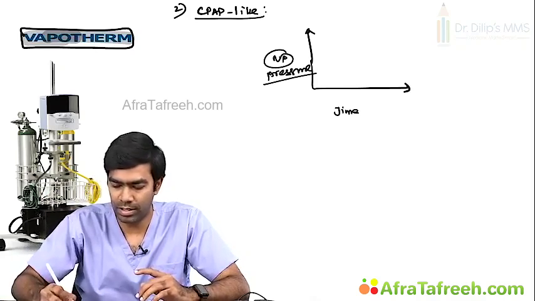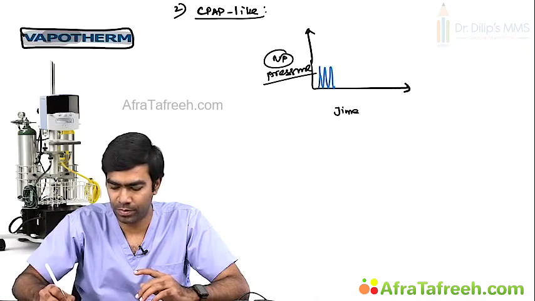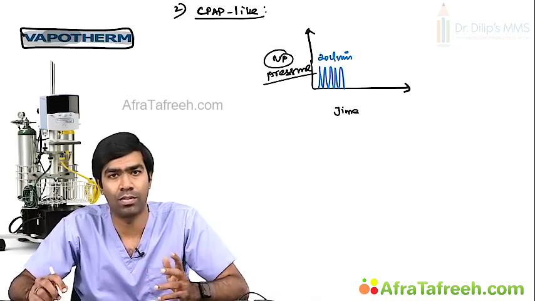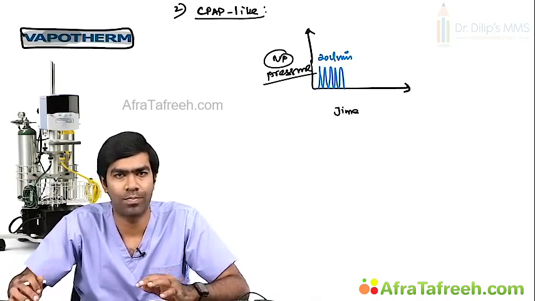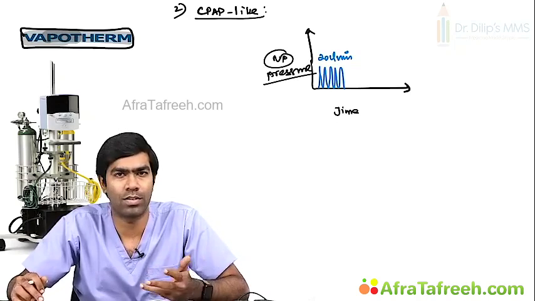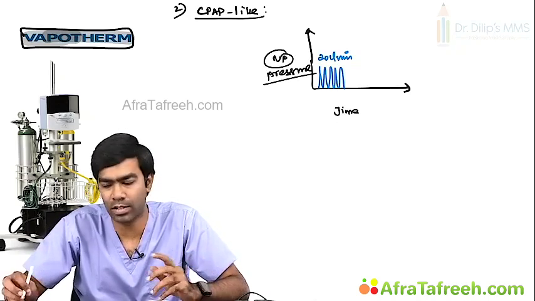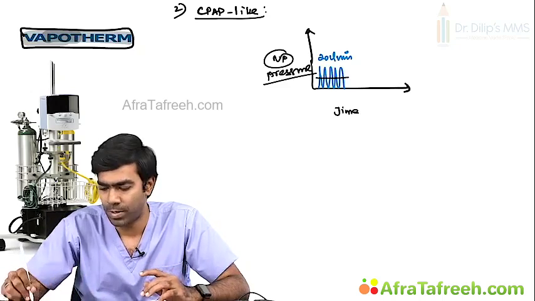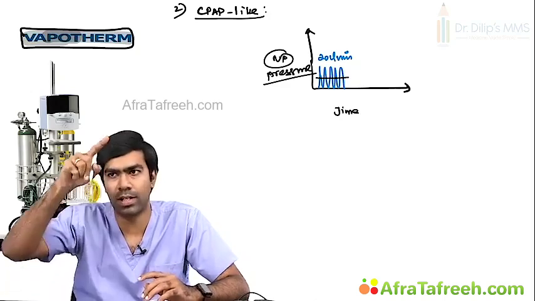Let us assume initially the device is throwing a flow of 20 liters per minute. It's still a high flow. Anything more than 15 liters I consider as a high flow. The flow is happening at a rate of 20 liters per minute. You can see the average nasopharyngeal pressure at this point. This is inspiration and this is expiration.